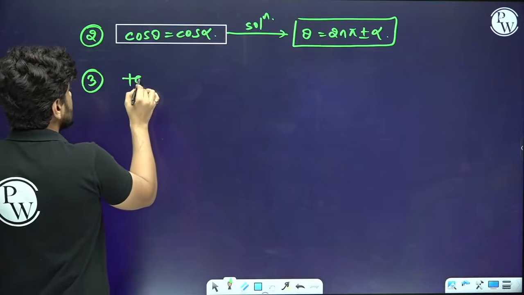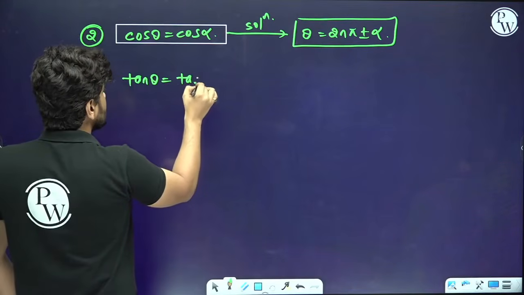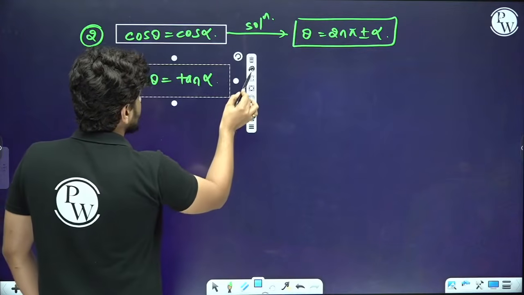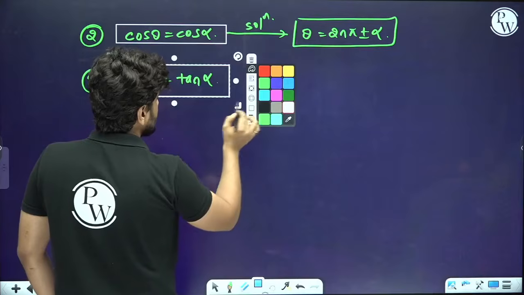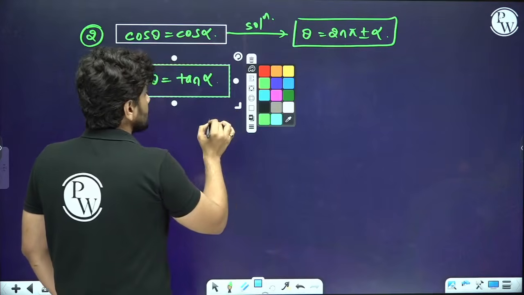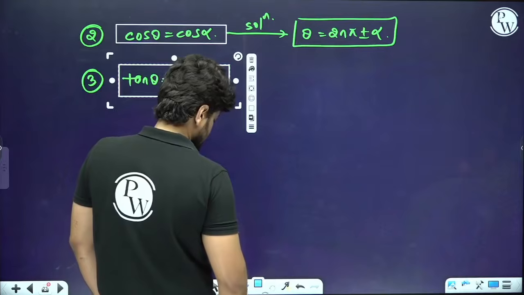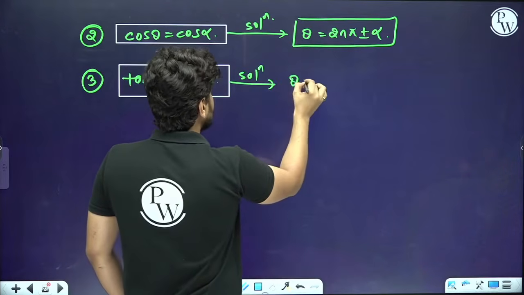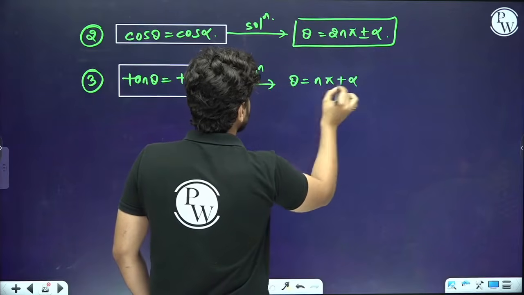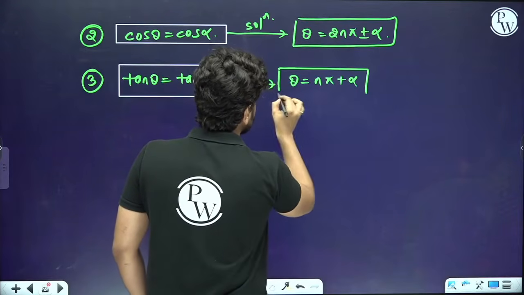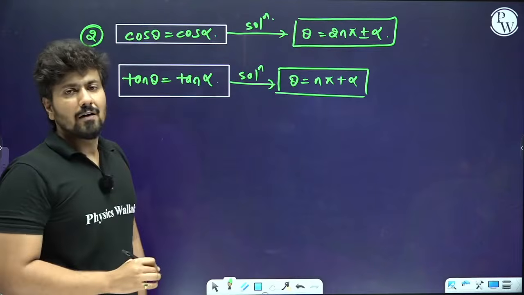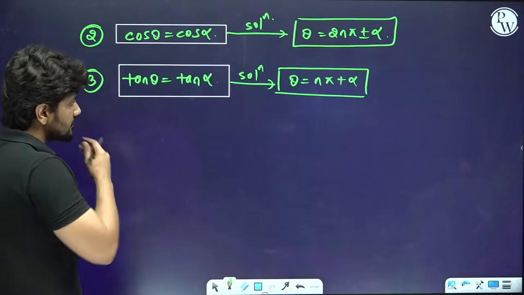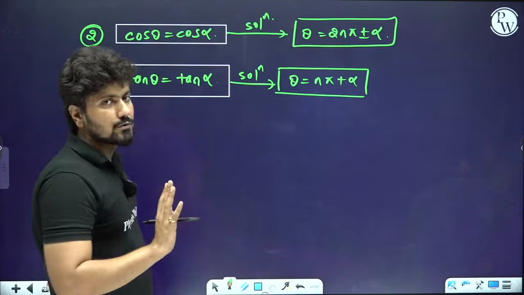Third, tan theta is equal to tan alpha, and its solution is theta is equal to n pi plus alpha. These are the solution for this equation. Tan theta is equal to tan alpha, its solution is theta is equal to n pi plus alpha. Okay, simple. Now, only 3 formulas that you have to remember.